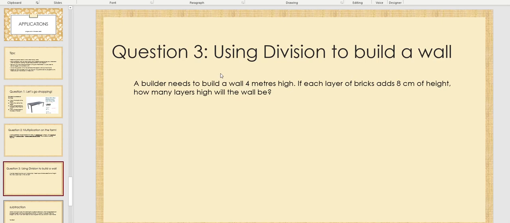All right, for our next question, question 3, it says using division to build a wall. So we might need to use our skill in division to help us work out this problem. A builder needs to build a wall 4 meters high. If each layer of bricks adds 8 centimeters of height, how many layers will the wall be? So this helps us to work out how many bricks we'll need, because how many layers of bricks will we need? So first of all, draw a diagram.